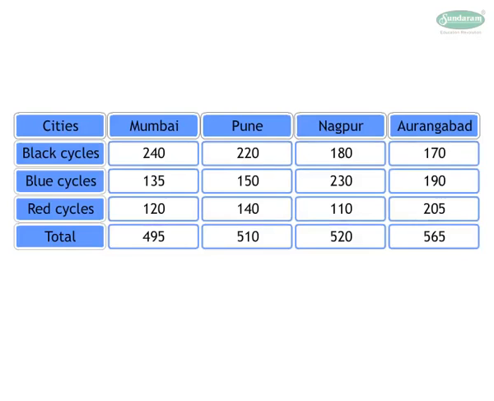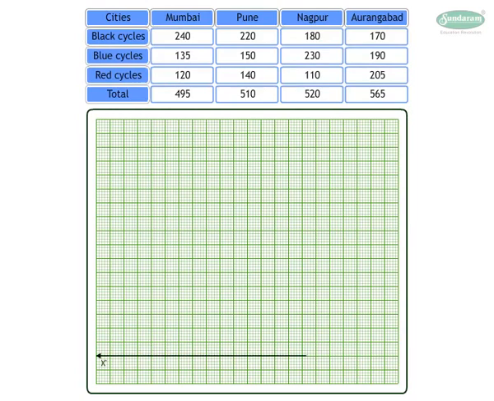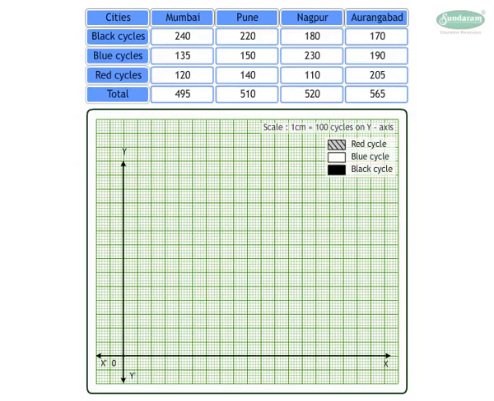Now let us draw the subdivided bar diagram. On graph paper, let us draw x-axis and y-axis, leaving one box from left and one box from bottom. Don't forget to write on top of the screen that the shaded region represents red bicycles, the unshaded region represents blue bicycles, and the black colored region represents black bicycles. Write scale as 1 centimeter is equal to 100 bicycles on y-axis. On y-axis, we place numbers on every block.